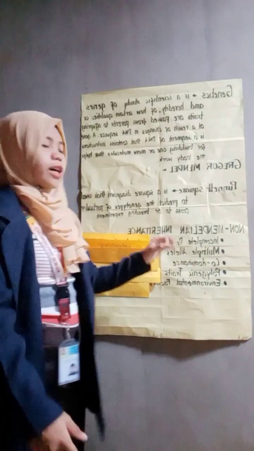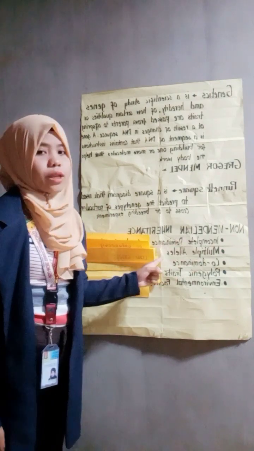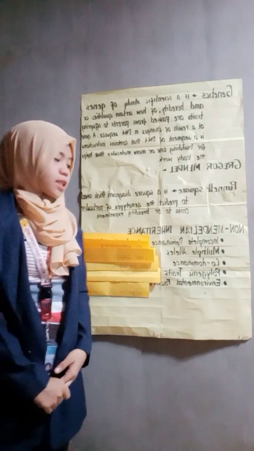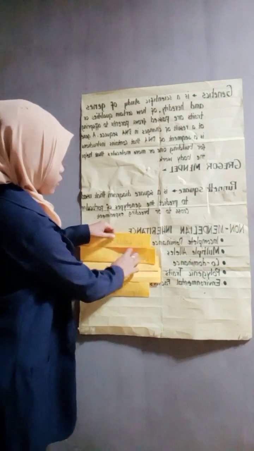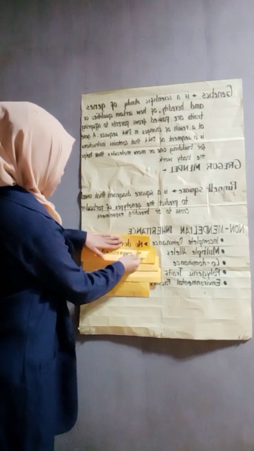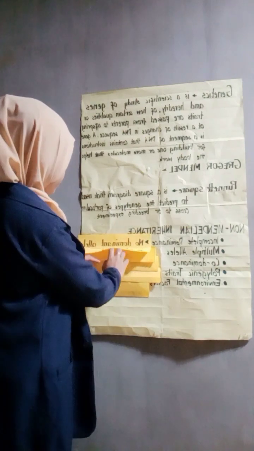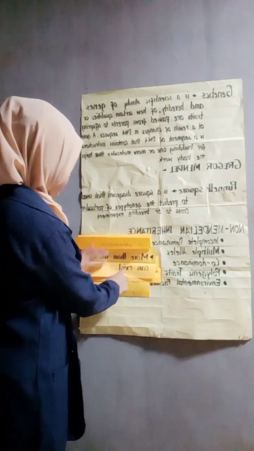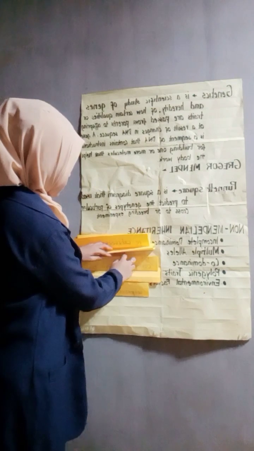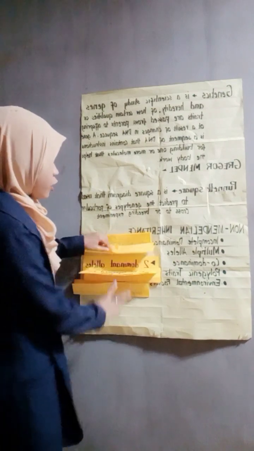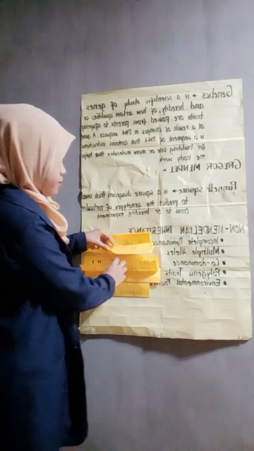Now let's proceed to non-Mendelian inheritance. In non-Mendelian inheritance, we have incomplete dominance, multiple alleles, codominance, polygenic traits, and environmental traits. First, incomplete dominance: no dominant allele is fully expressed. Multiple alleles: more than two alleles can be expressed. Codominance: two dominant alleles can be expressed for the same trait.